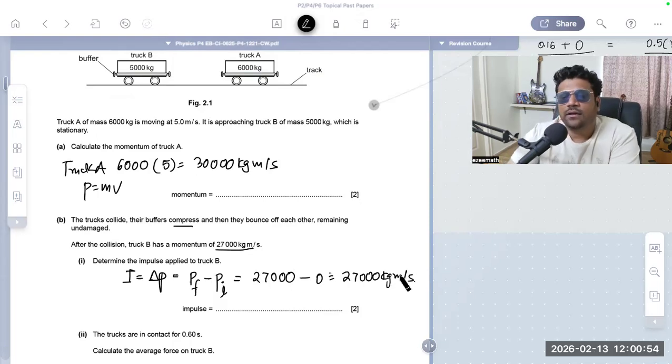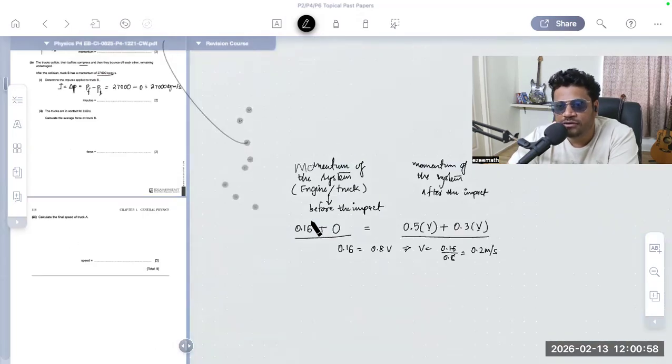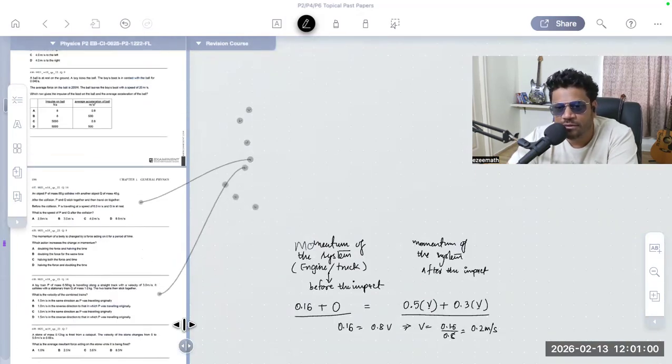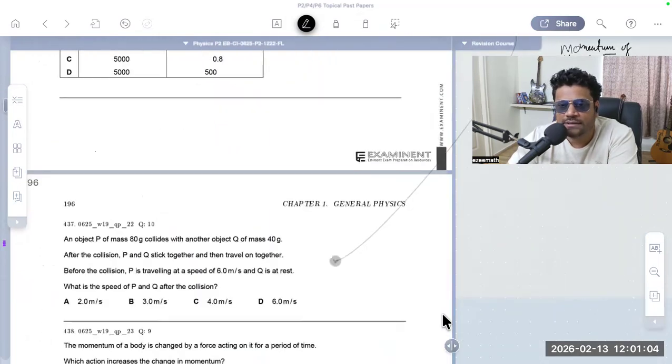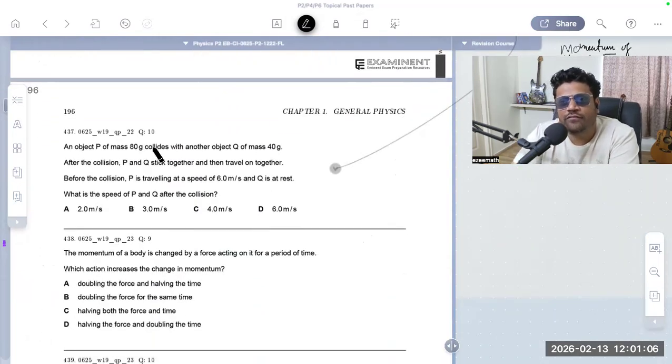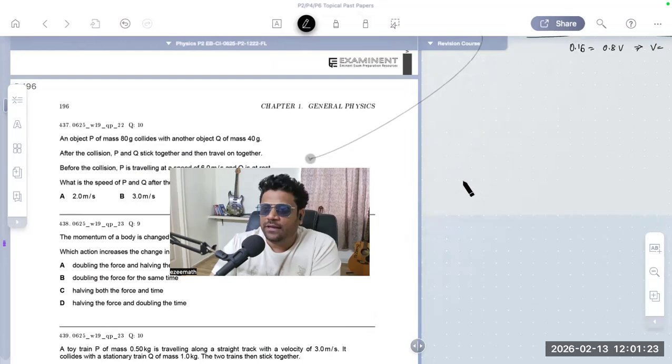I think we have moved into a question from impulse instead. So let's go do some more conservation of momentum. Let's pick up some questions from P2. Okay, let's see. An object P of mass 80 grams collides with another object Q of mass 40 grams. After the collision, P and Q stick together and they travel together. Before the collision, P is traveling at a speed of 6 and Q is at rest. Okay, fine. So we go do the same thing.